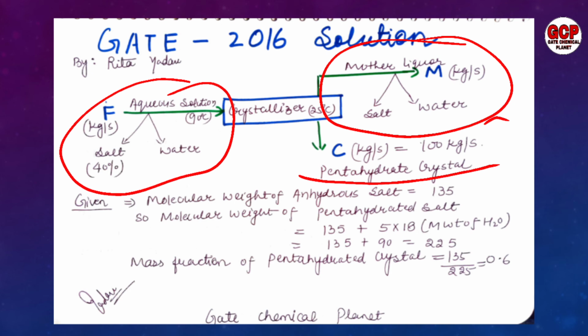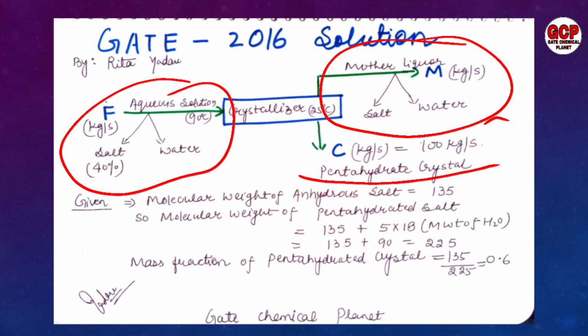We can only calculate the value of Xc if we have the molecular weight of the anhydrous salt divided by the total molecular weight of the crystals, the pentahydrated crystals. So first we will calculate the molecular weight of the pentahydrated crystals. And how will we calculate it? In the crystal we will have the anhydrous salt plus 5 molecules of water.